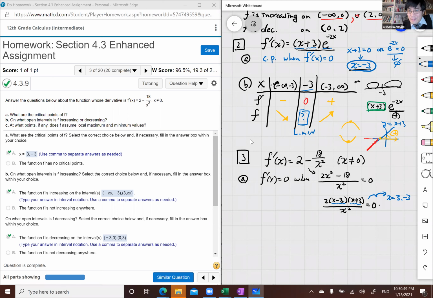F dash of x is undefined when x is equal to 0. But x is equal to 0 is not included in the domain. So we are not going to consider this as a critical point because, first of all, the graph does not exist at that point.